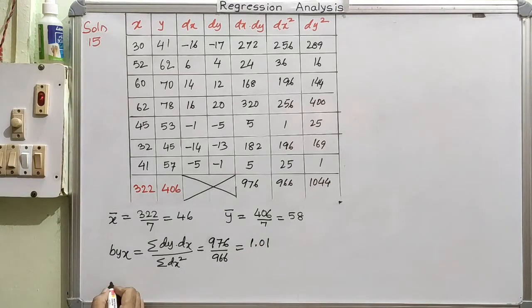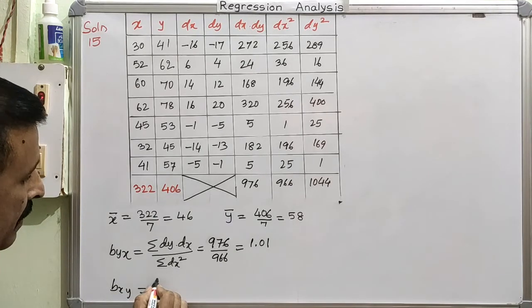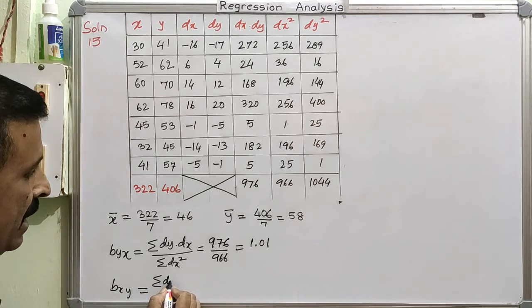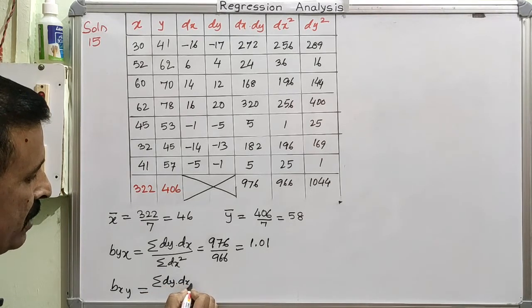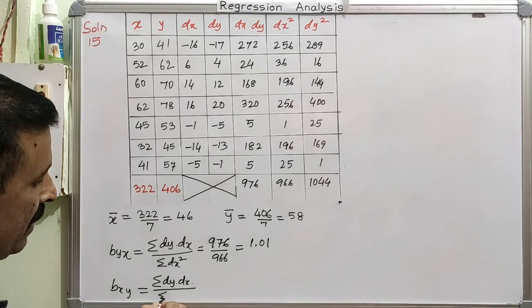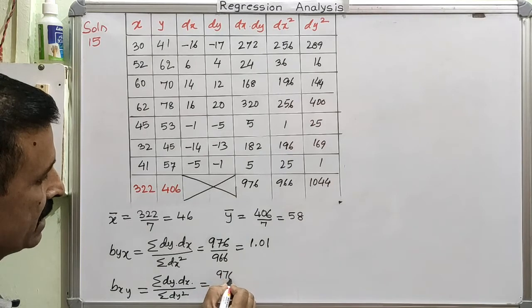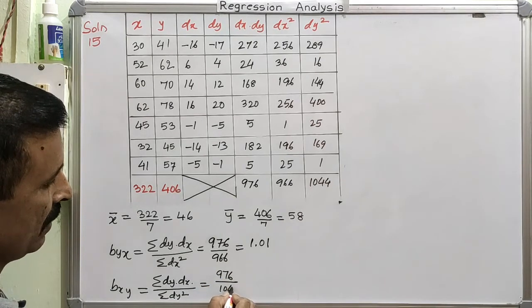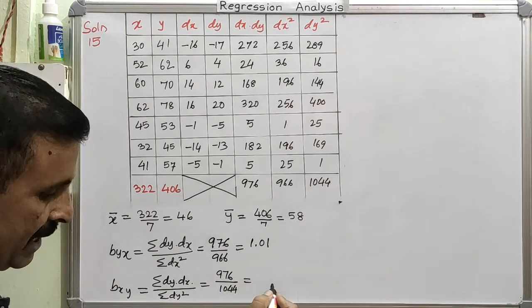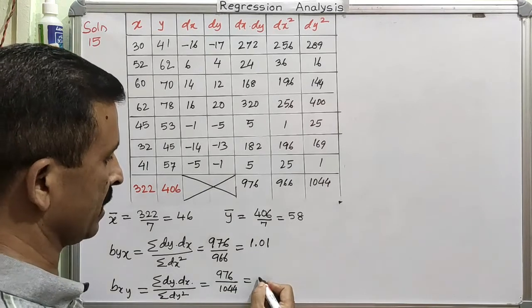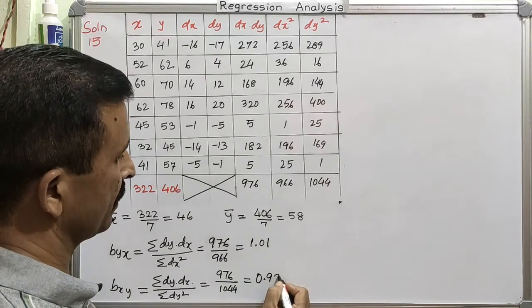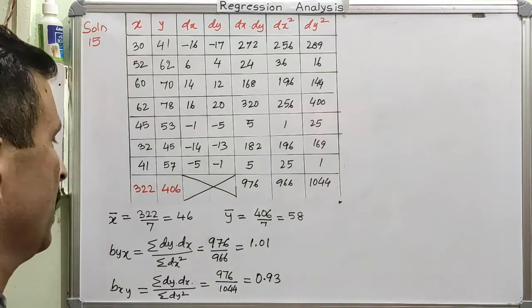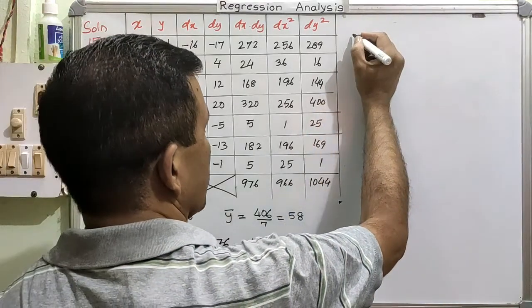Alright, now we are going to calculate the regression coefficient of x on y. X on y. This is summation of dy into dx, or dx into dy, the same only, divided by summation of dy square. So this is 976 divided by 1044. Answer is coming as equal to 0.93. Done?